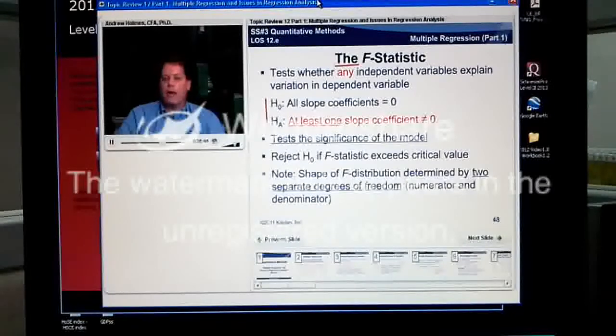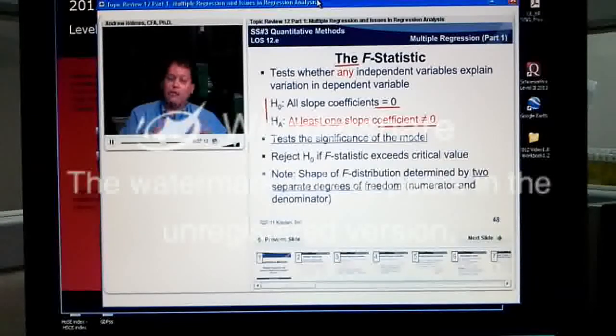Now, what about this hypothesis structure? It's a little bit strange. The null hypothesis is that all the slope coefficients are simultaneously equal to 0, versus the alternative that at least one of the slope coefficients is not equal to 0. The terminology or wording that you may see on the exam is that you're testing the significance of the model. So you're testing the significance of the model when you're doing an F test.